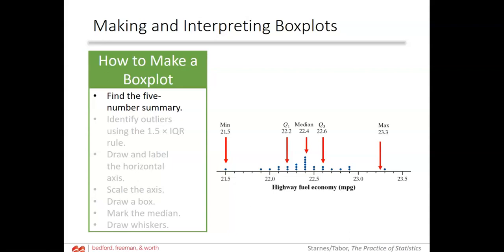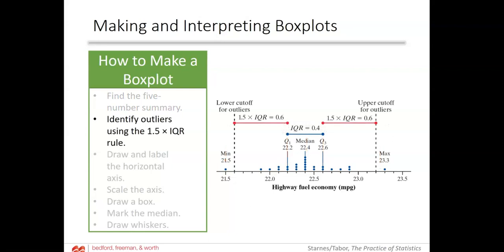First, you identify the outliers if possible. So again, you can use the 1.5 IQR rule to do that. You're measuring from Q3 to the right and from Q1 to the left a distance of 1.5 IQR, in this case 0.6, and that's where the fence goes. So anything outside that fence is considered an outlier.